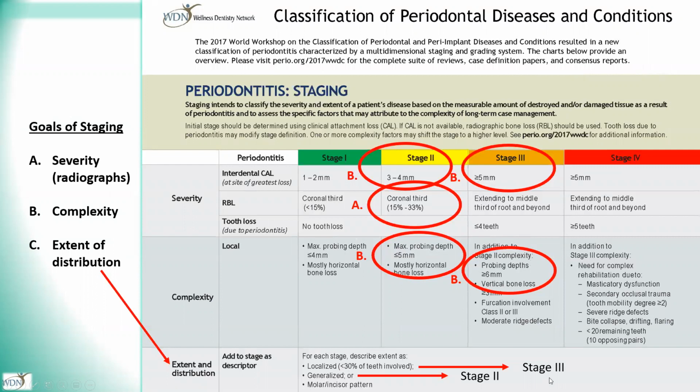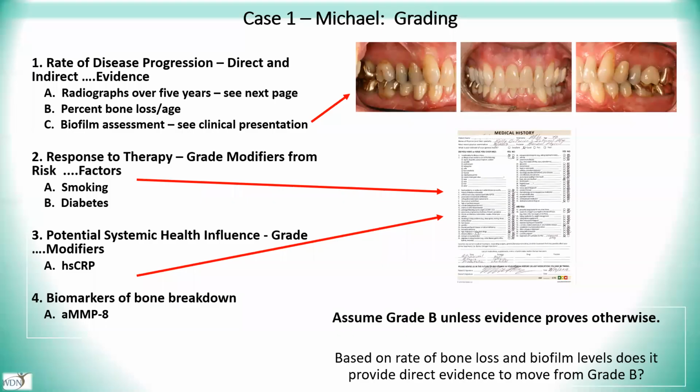That's going to drive us to stage 3, but it's going to be very localized. So here's where this is going to go. We're going to have some stage 3, some stage 2, but localized stage 3, generalized stage 2. Now let's grade it. As we grade it, we're again looking at biofilm in the biofilm assessment.